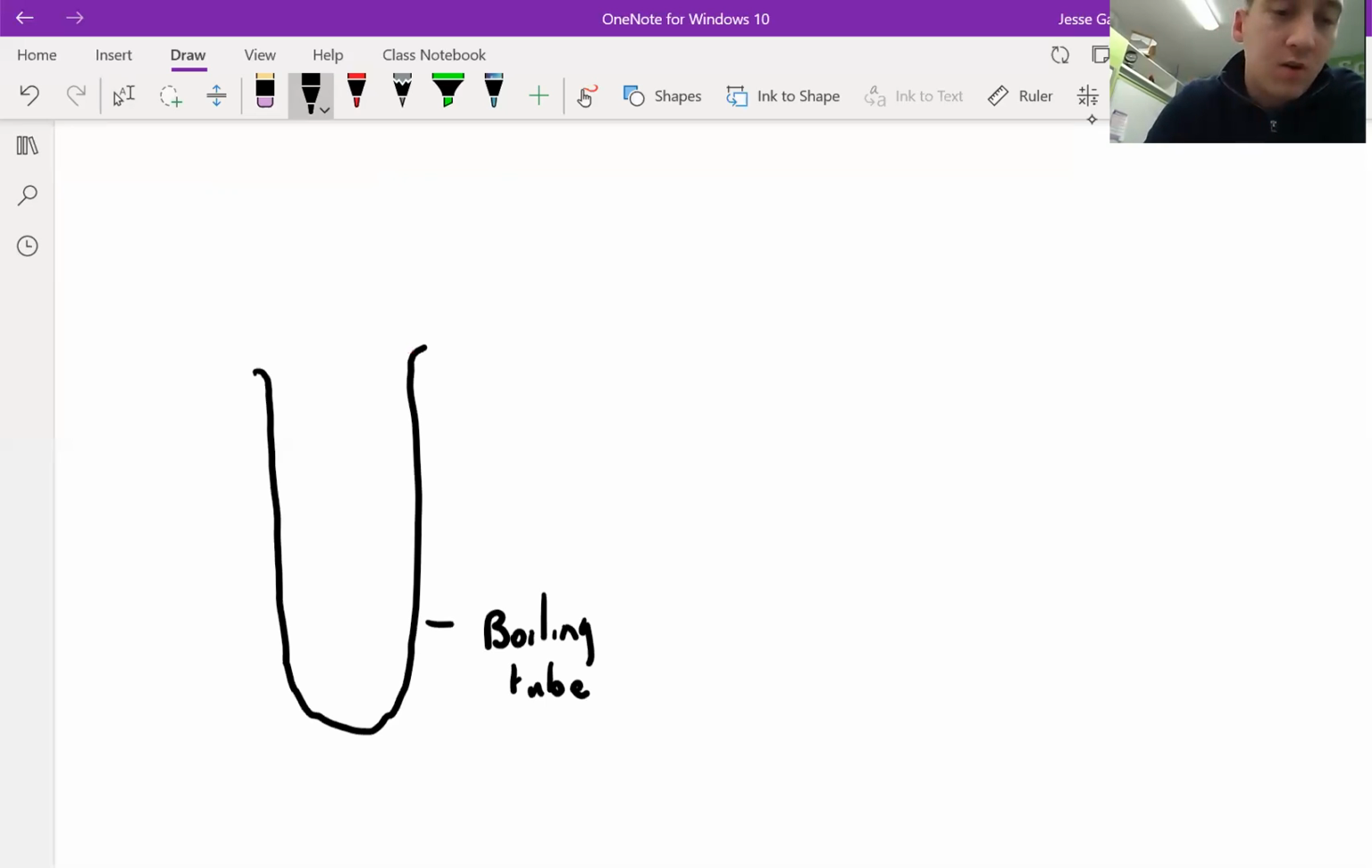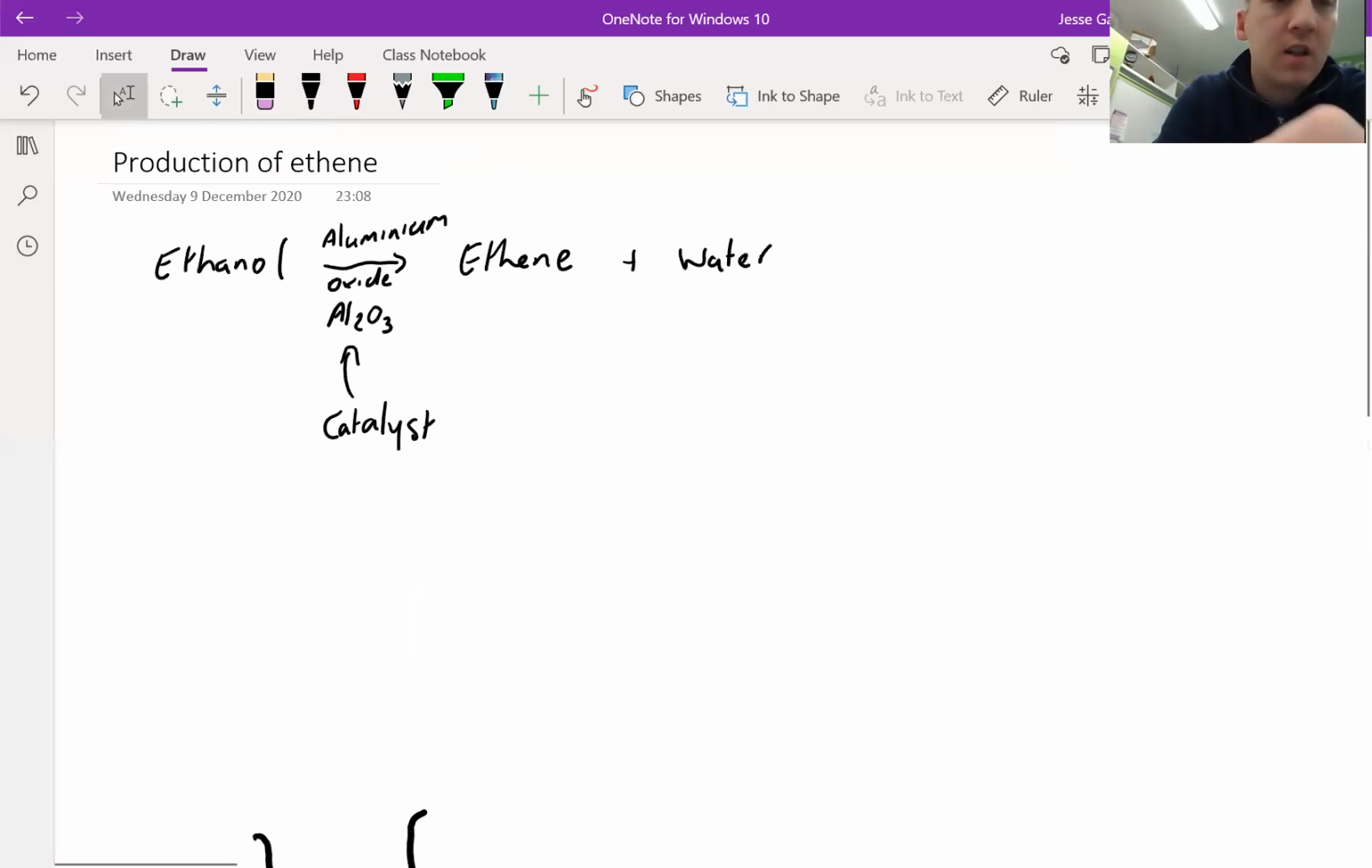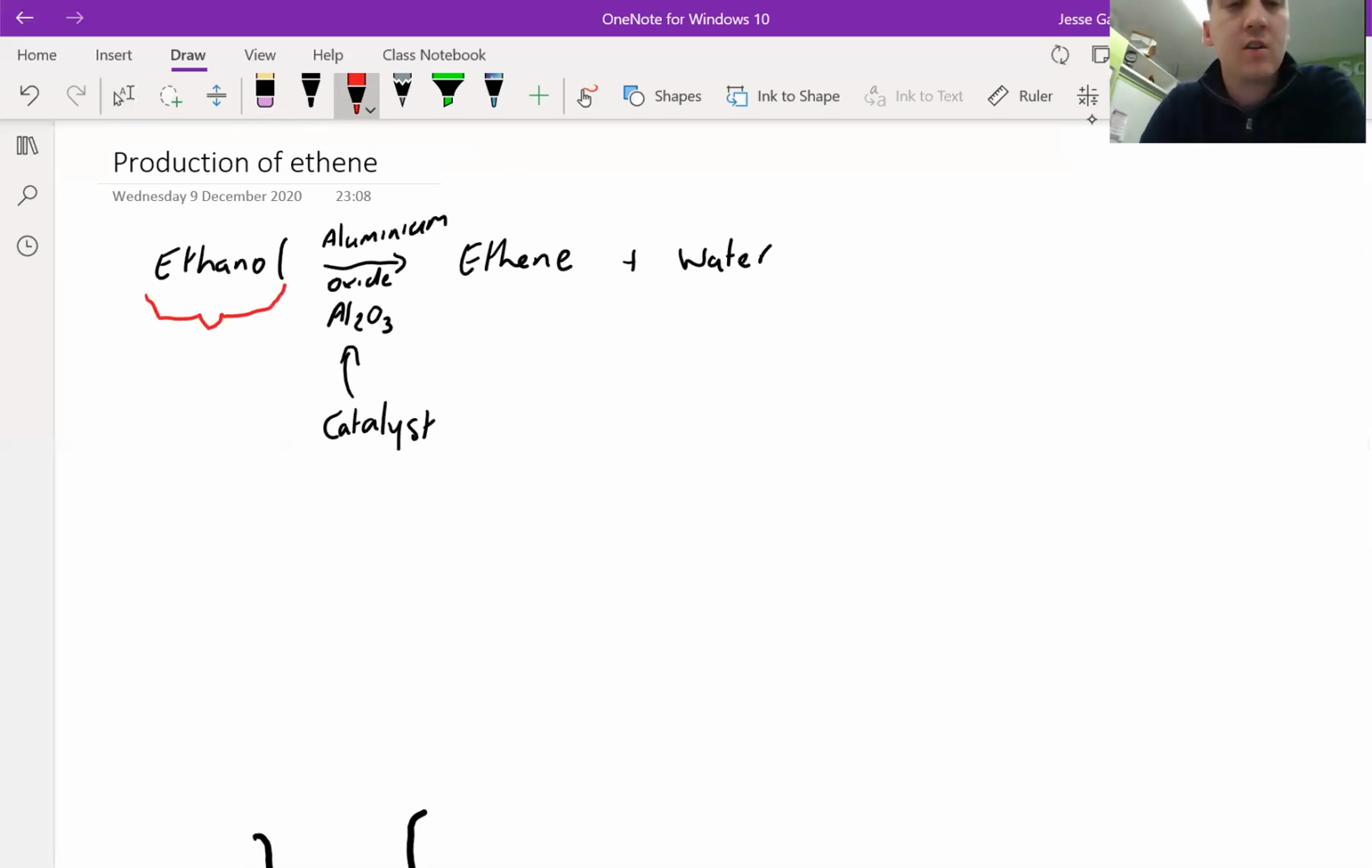Into the boiling tube, we're going to put some ethanol because that's our starting material. This is ethanol. Now you guys should know, ethanol is written on the left-hand side of the arrow in this word equation. So in what other way can we refer to ethanol? What is it in this particular chemical reaction? It's on the left-hand side of the arrow.